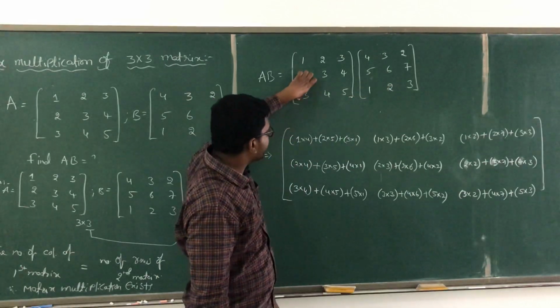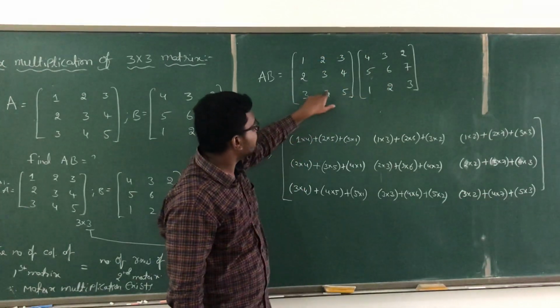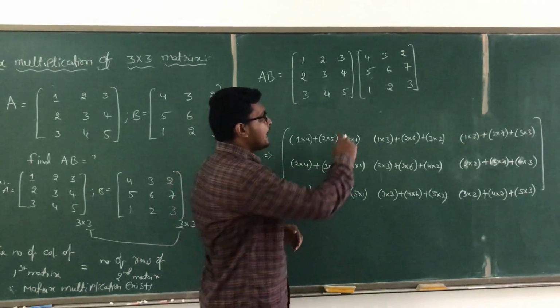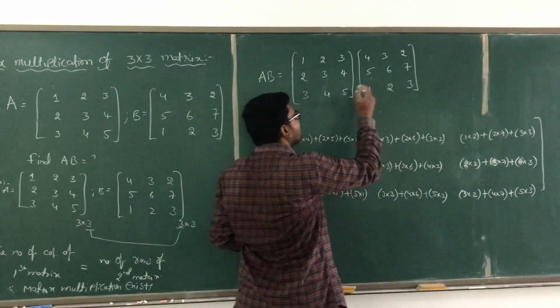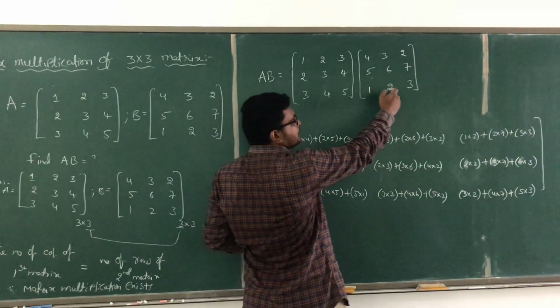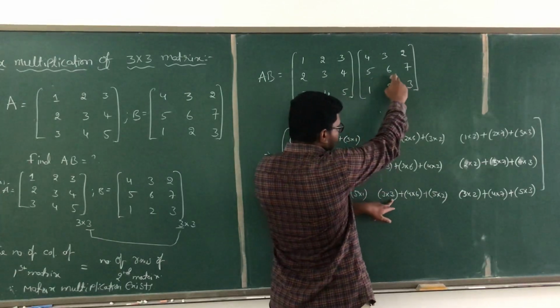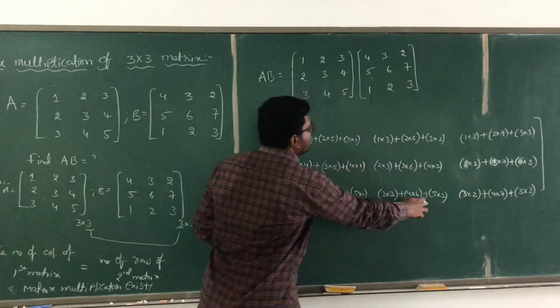Now, therefore, third row with the first column. What is that? 3 into 4 plus 4 into 5 plus 5 into 1. Similarly, as you are moving to the second column, now do the third row with the second column. Multiply, what are you getting? 3 into 3 plus 4 into 6 plus 5 into 2.